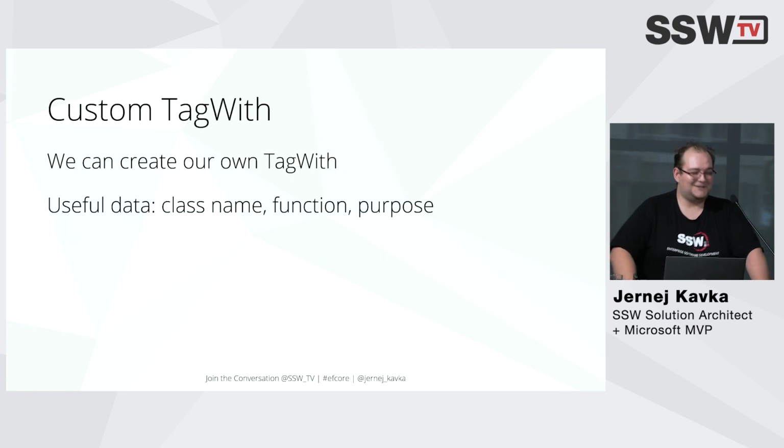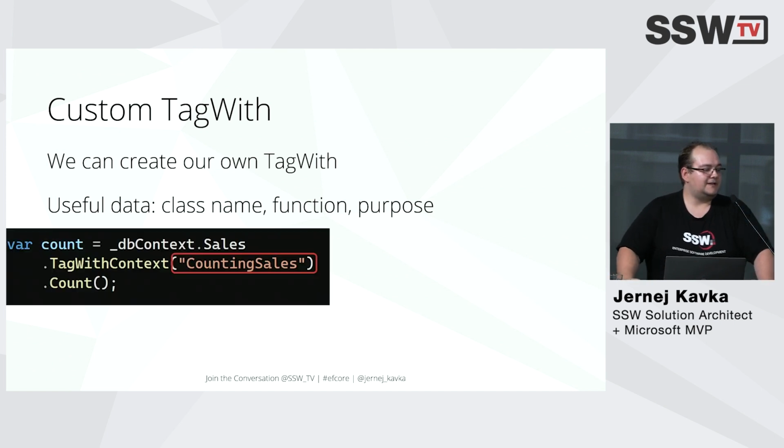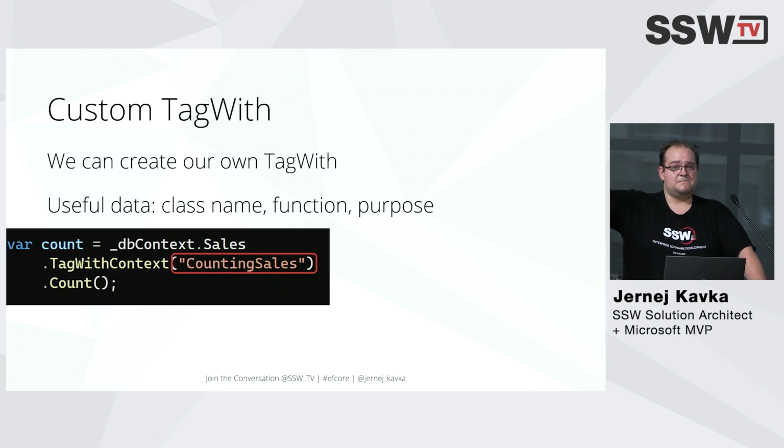What I prefer is using my own custom TagWith. And the good part is if you prefer different data, you can create your own. But here is what I do. For me, the most important information is the class name, the function, and the purpose of the query. So what I do is I tag with context and I put in purpose. The purpose is optional because if there's only one query in that method, I don't need to add additional information. There's just one query over there, and the method name might already give me the purpose of that query.